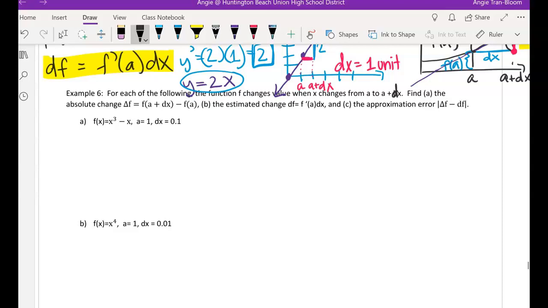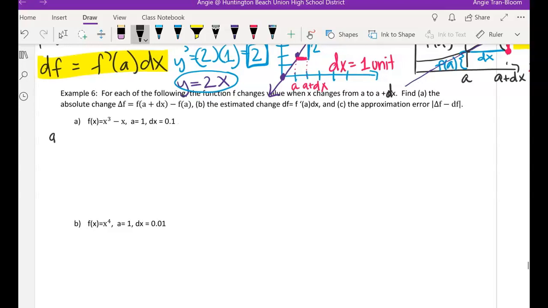Find, part A, the absolute change, which is the actual change. Then B, estimate the change. What this question is really doing is, do you see much difference? Is it that much of a difference? That's what it's saying. And C, approximate the error. That means you need to subtract the actual and the approximation.